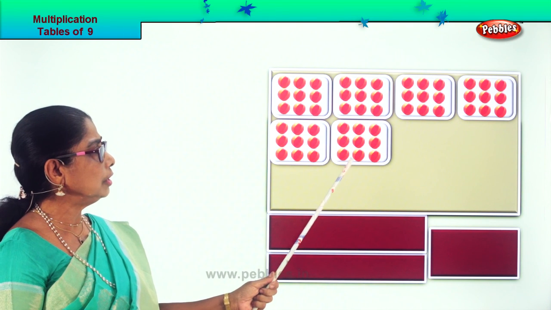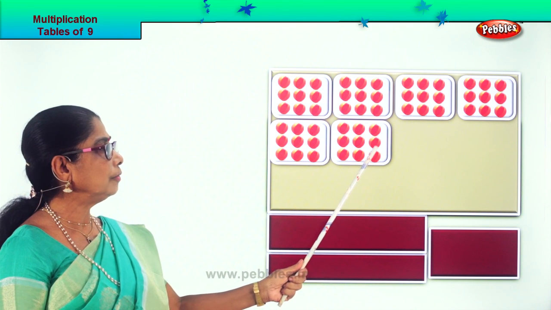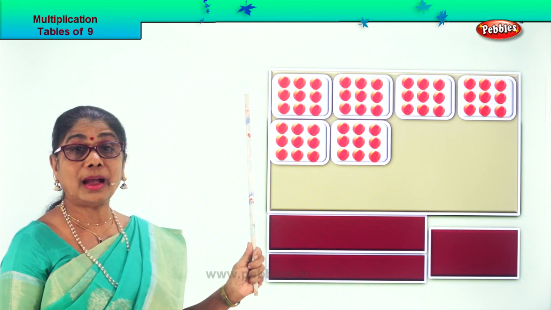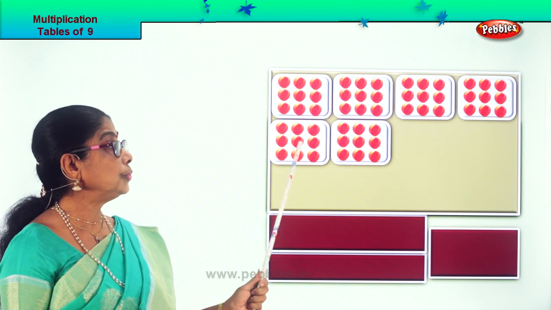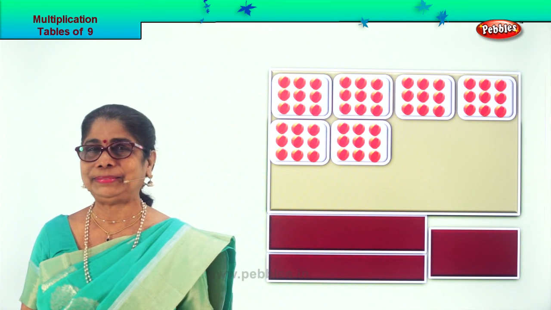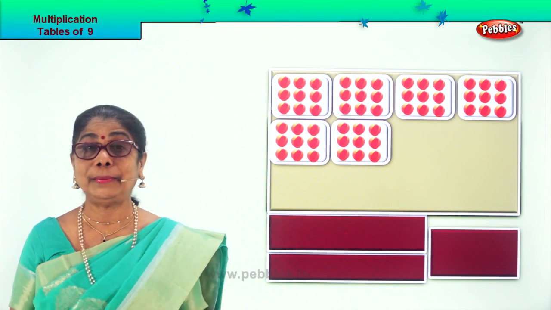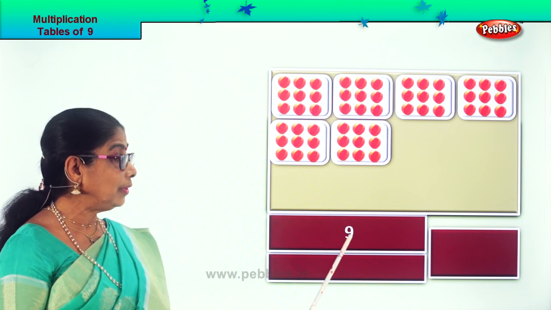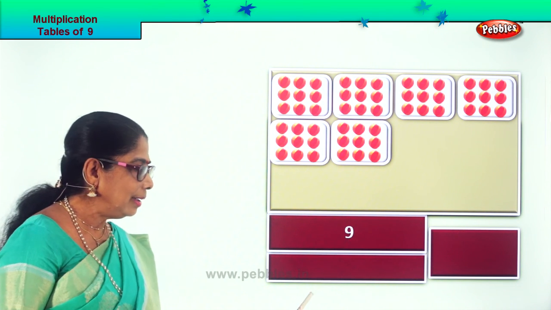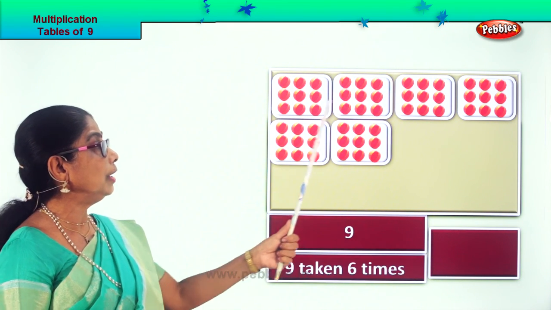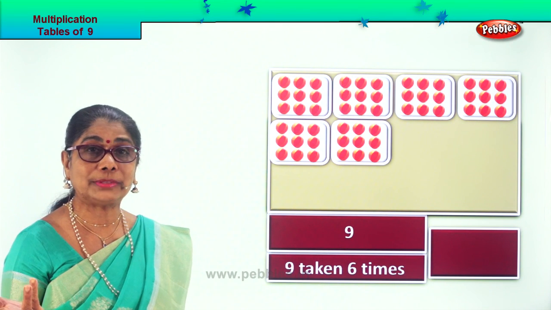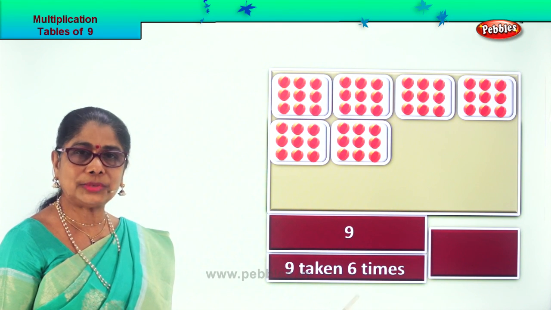So we have a box here of 9. 1, 2, 3, 4, 5, 6, 7, 8, 9. Colorful box. Now, there are how many boxes? 1 box, 2, 3, 4, 5, 6 boxes are there. 1 box, there are 9. We are building 9 times table, so we write 9 here. Now, how many times we are taking 9? 9 taken 1, 2, 3, 4, 5, 6. 9 taken 6 times. 9 into 6.